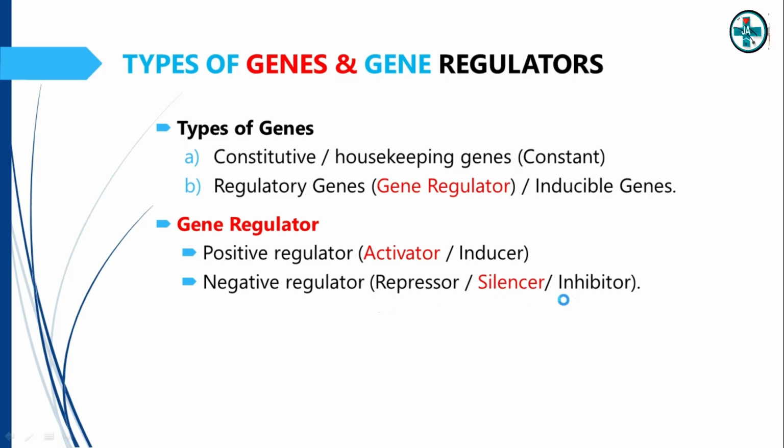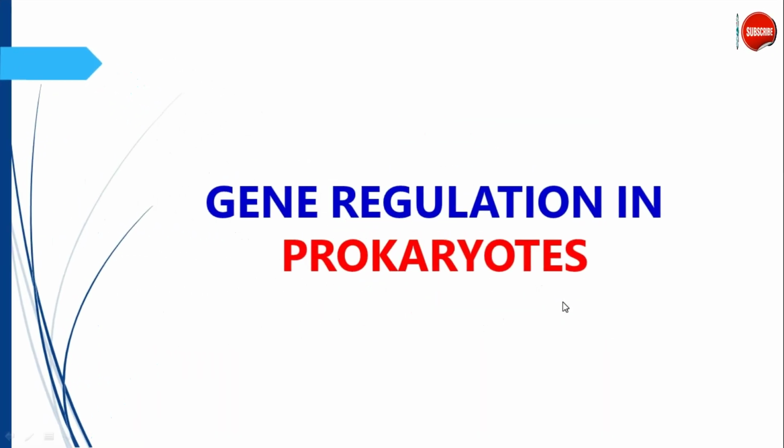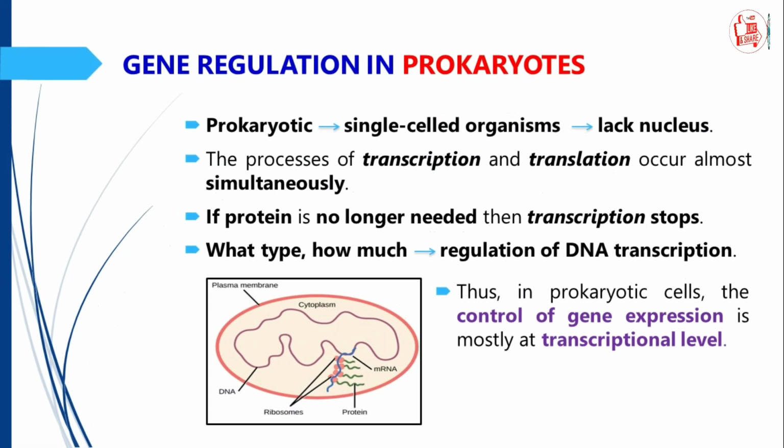Then we try to understand gene regulation in prokaryotes. As we know, prokaryotes are single-celled organisms that lack a cell nucleus, and their DNA therefore floats freely in the cell cytoplasm. To synthesize a protein, the processes of transcription and translation occur almost simultaneously. When the resulting protein is no longer needed, transcription stops. As a result, the primary method to control what type of protein and how much of each protein is expressed in a prokaryotic cell is the regulation of DNA transcription. Therefore, in a prokaryotic cell, the control of gene expression is mostly at the transcription level.